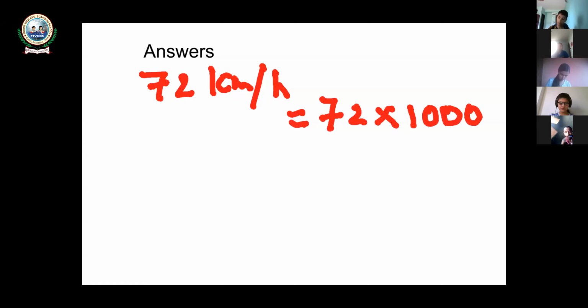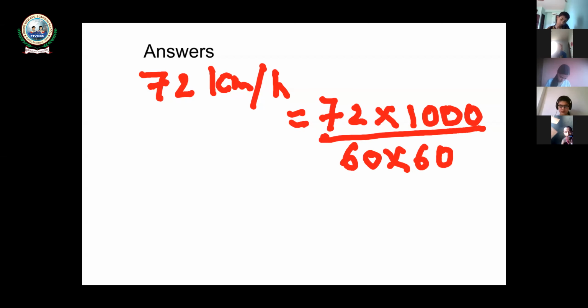So 72 kilometer means 72 into 1000, and the whole upon 1 hour. 1 hour means 3600 seconds, 60 into 60. So 1 hour has 3600 seconds. And finally, if you calculate, we'll get the answer, it will be 20 meter per second. So 72 kilometer per hour is converted into meter per second, which is equal to 20 meter per second.